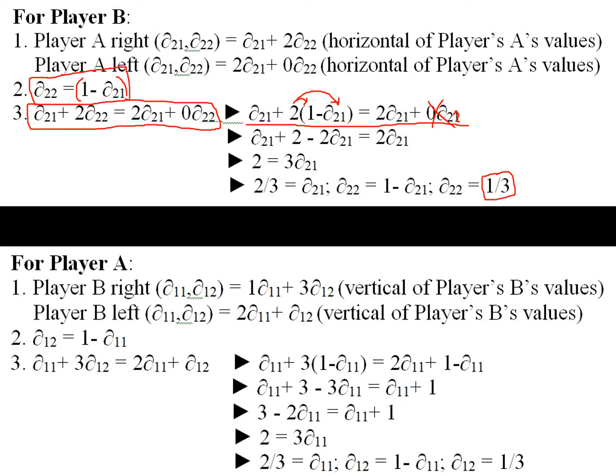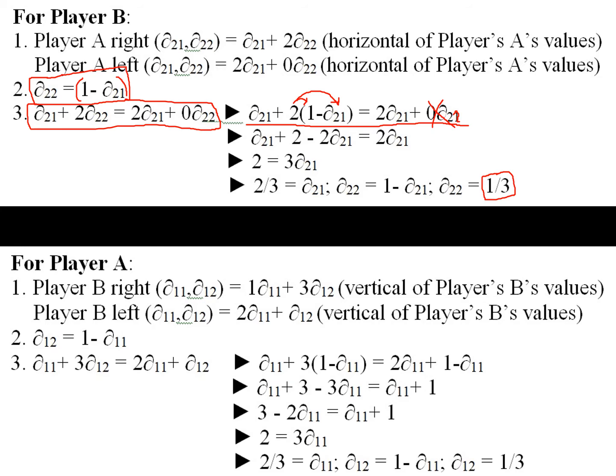You can't pick a strategy. You have to randomly make the choice by rolling dice or some similar method. So for player A, in the bottom half of the slide, we do the same type of calculation. Player A is looking at player B's values. We've got here the two formulae that we constructed in the previous slide: 1 theta 1,1 plus 3 theta 1,2, and the other formula is 2 theta 1,1 plus theta 1,2. And again, we have the pizza rule: theta 1,2 is equal to 1 minus theta 1,1.